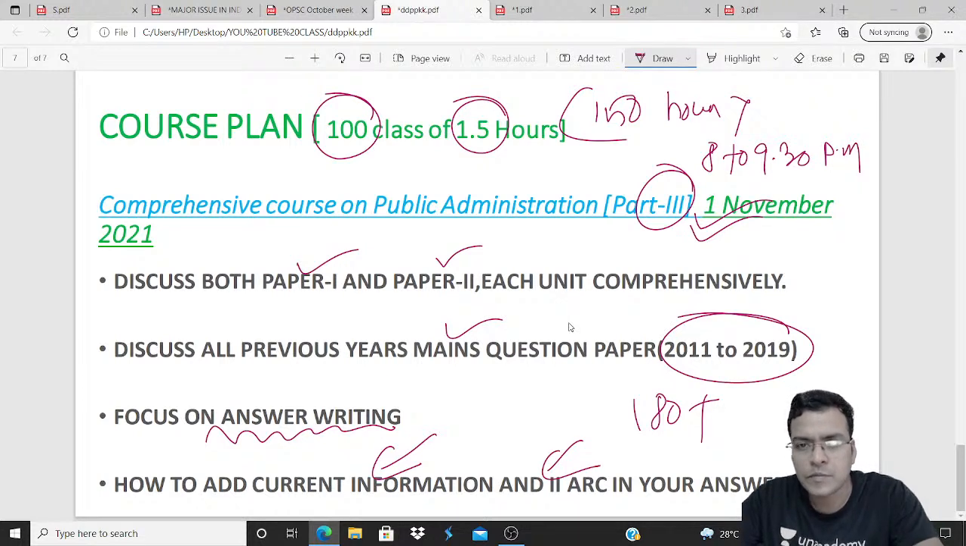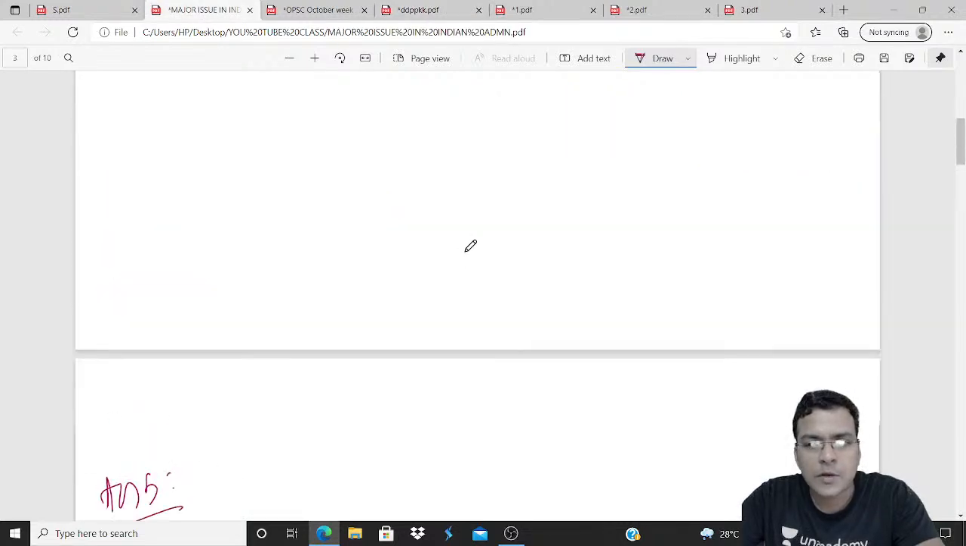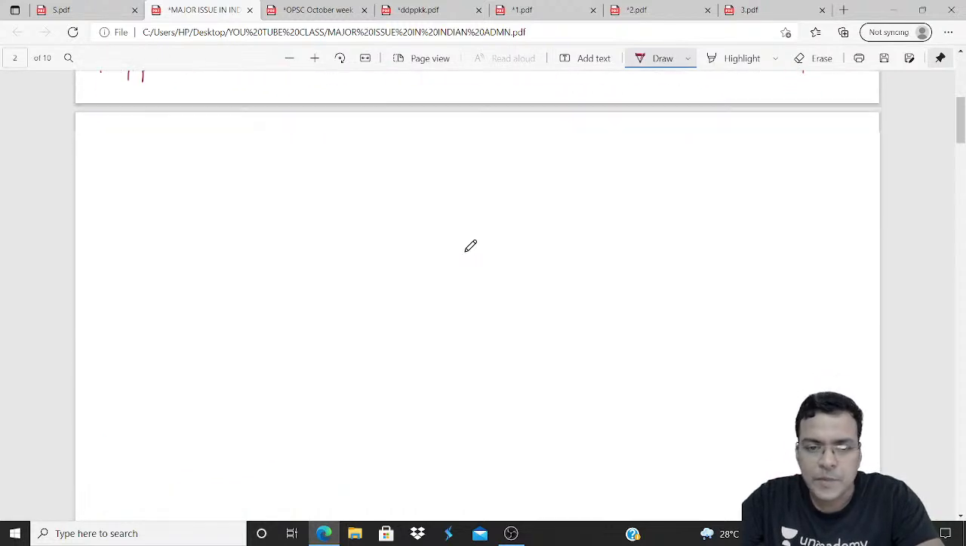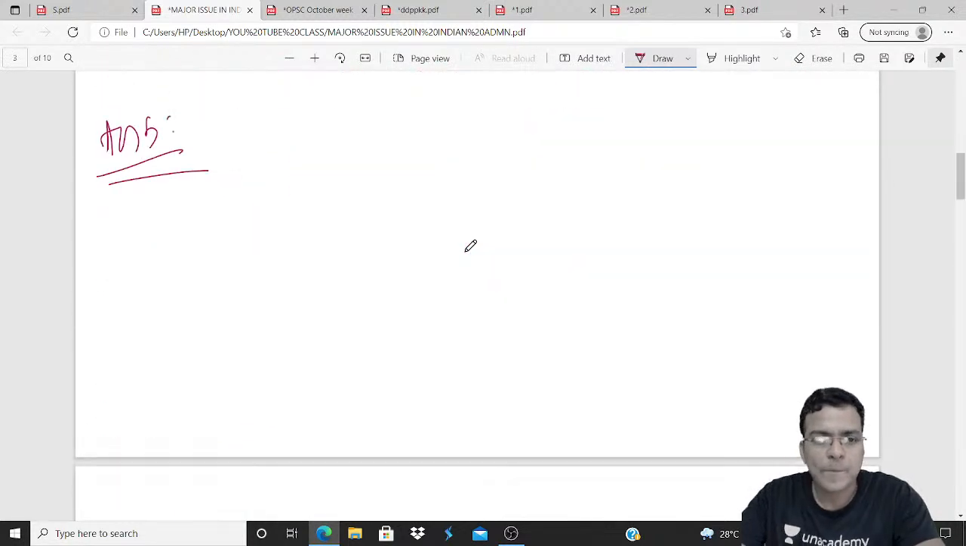Okay. So let's get back to our question. Technology is an aid to transparency in administration, Indian administration especially.